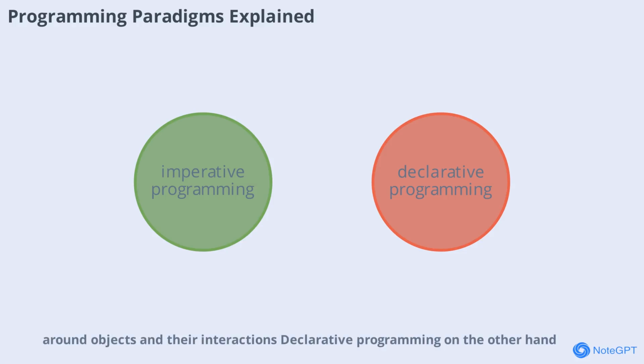Declarative programming, on the other hand, focuses on what the program should accomplish without specifying how. This includes logic programming, functional programming, and database programming. Each paradigm has its strengths and is suited for different types of problems. For example, logic programming is great for expert systems, while object-oriented programming excels in building complex, reusable systems. Understanding these paradigms helps you choose the right approach for your project.